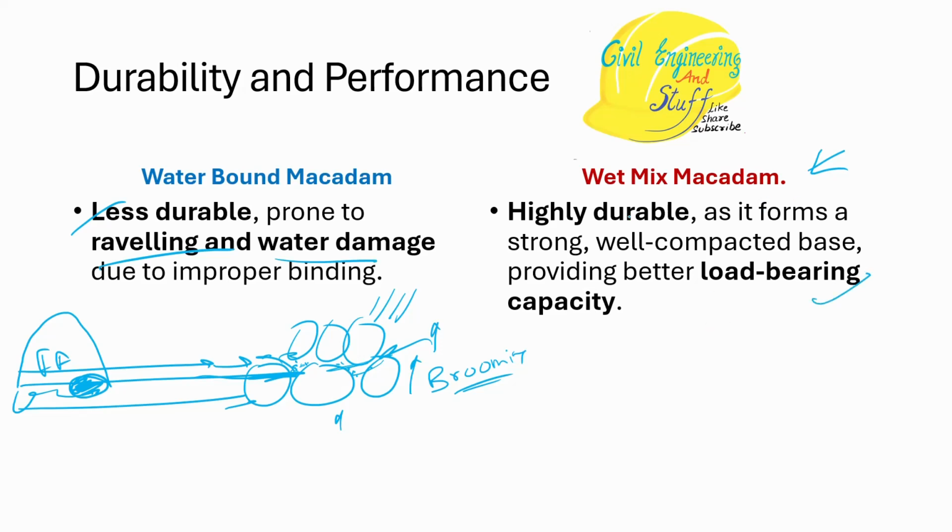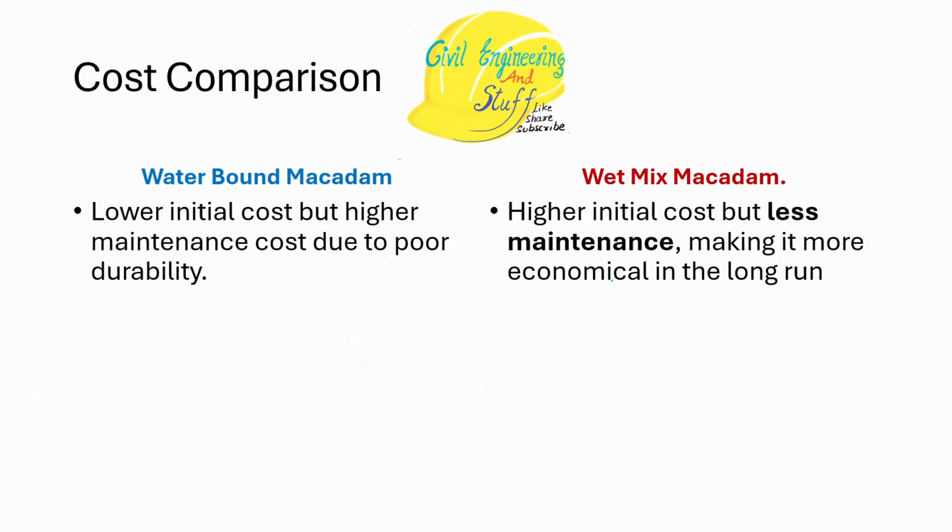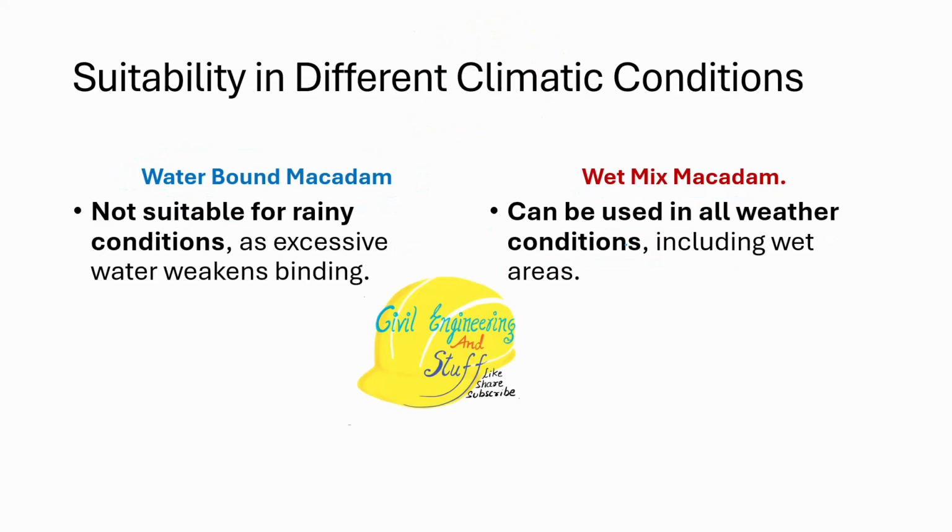And the wet mix macadam has a very high load bearing capacity compared to the WBM. Now talking about the cost comparison, definitely WBM has a very low initial cost, but because of the lesser durability, the maintenance cost becomes an issue. While in wet mix macadam, you have a high initial cost, but because the quality control is so good, in the longer run it has less maintenance, which proves to be economical.